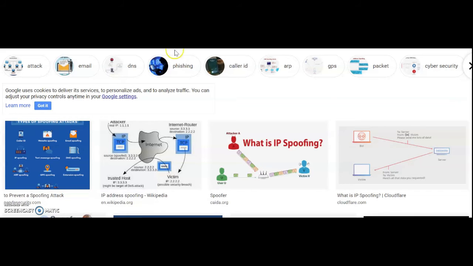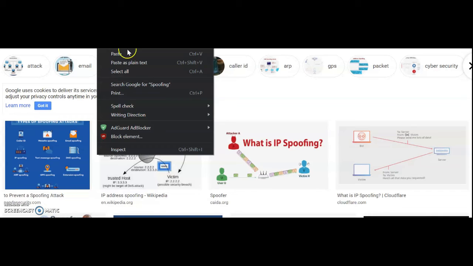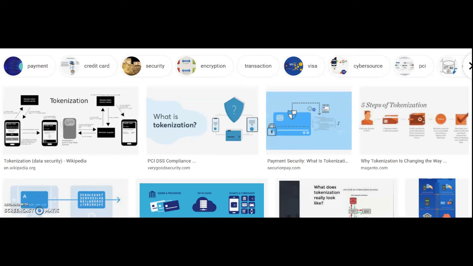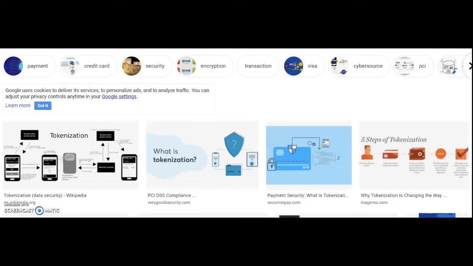Tokenization is the process of substituting an important and sensitive piece of data with a non-sensitive equivalent. The new non-sensitive data used is typically a randomly or algorithmically generated alphanumeric code called a token.